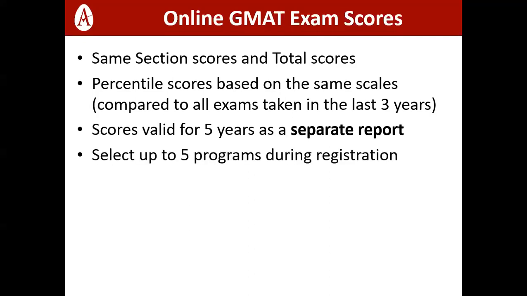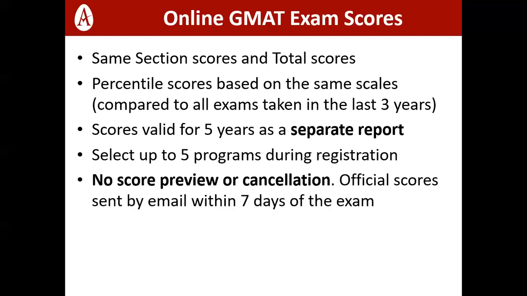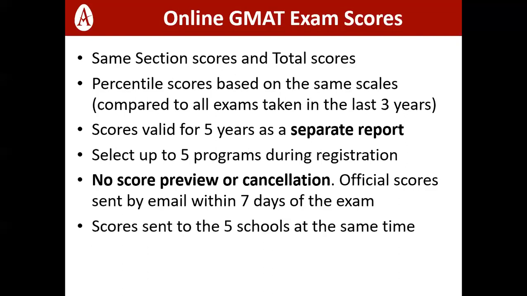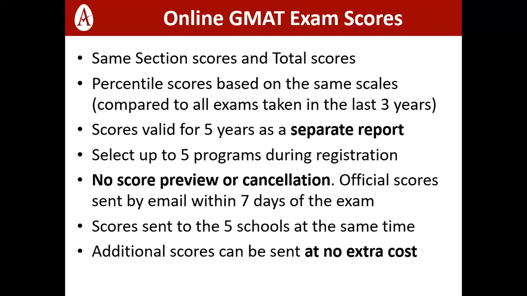You will select 5 programs during the registration. And as I have already mentioned, you will not be able to preview or cancel your scores. The official scores are going to be sent to you by email within 7 days of the exam. They will be sent to the 5 schools that you've chosen at the beginning of the test at the same time. So if you do not wish for the schools to receive your score, you don't have to choose any schools at the beginning of your test or during the registration. You can send your scores to additional schools at no extra cost after you receive your score.